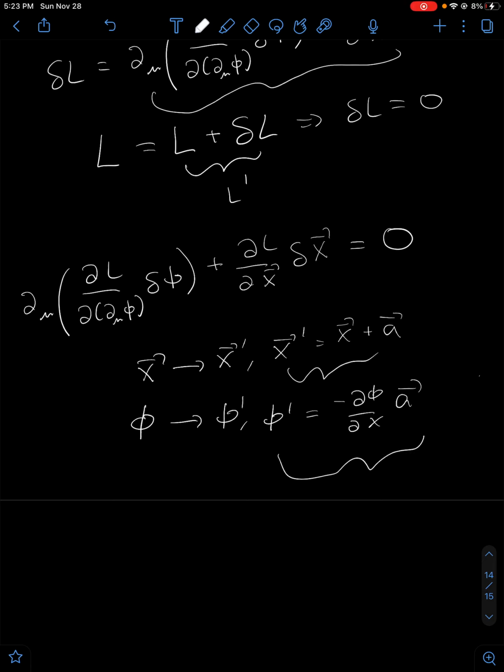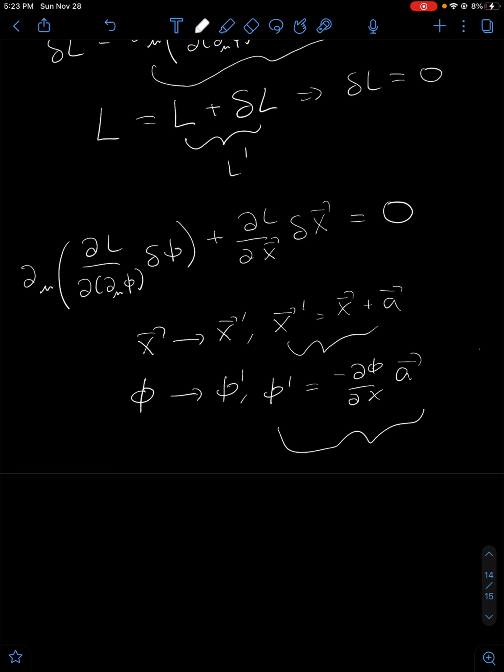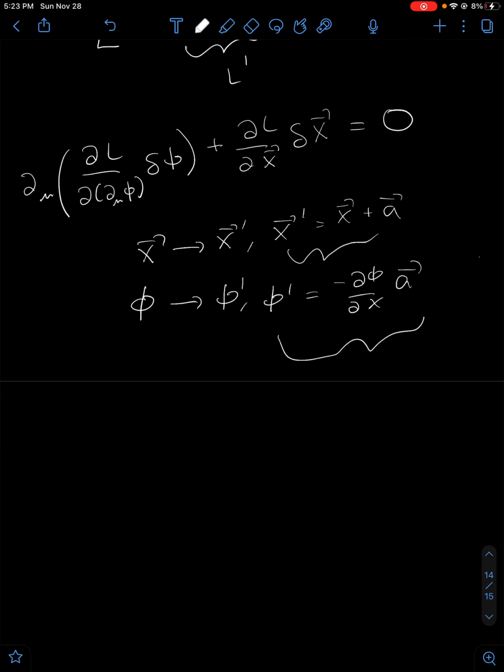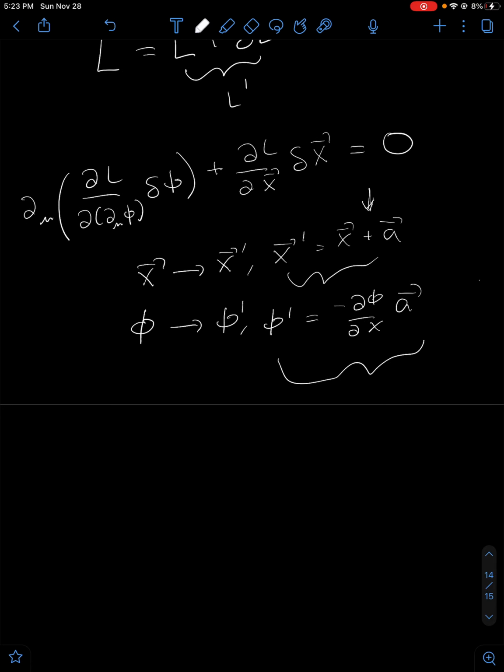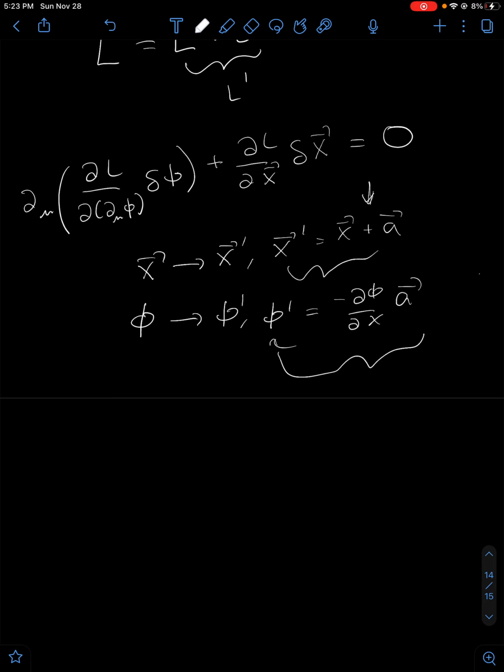Now you guys might be wondering why this is the case. I guess you could consider this a definition if you want to, but the motivation here is that x prime being x plus a actually moves our coordinate system backwards by a. It is a plus, but if you do the math yourself, it's the equivalent of moving your coordinate system itself backwards, or moving your function backwards. So if it's moving backwards, then our field will change by negative partial phi over partial x. That's the motivation for this.